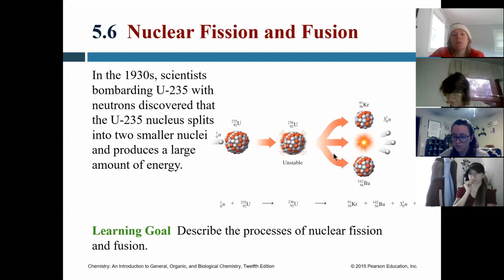Nuclear fission versus fusion. So in the 1930s, scientists started bombarding uranium-235 with a neutron. And they discovered that the neutron would sort of stick its way into the uranium-235. It would become very unstable, and then it would split and break into smaller nuclei. And then it would actually release more neutrons as well, and it would create a large amount of energy.